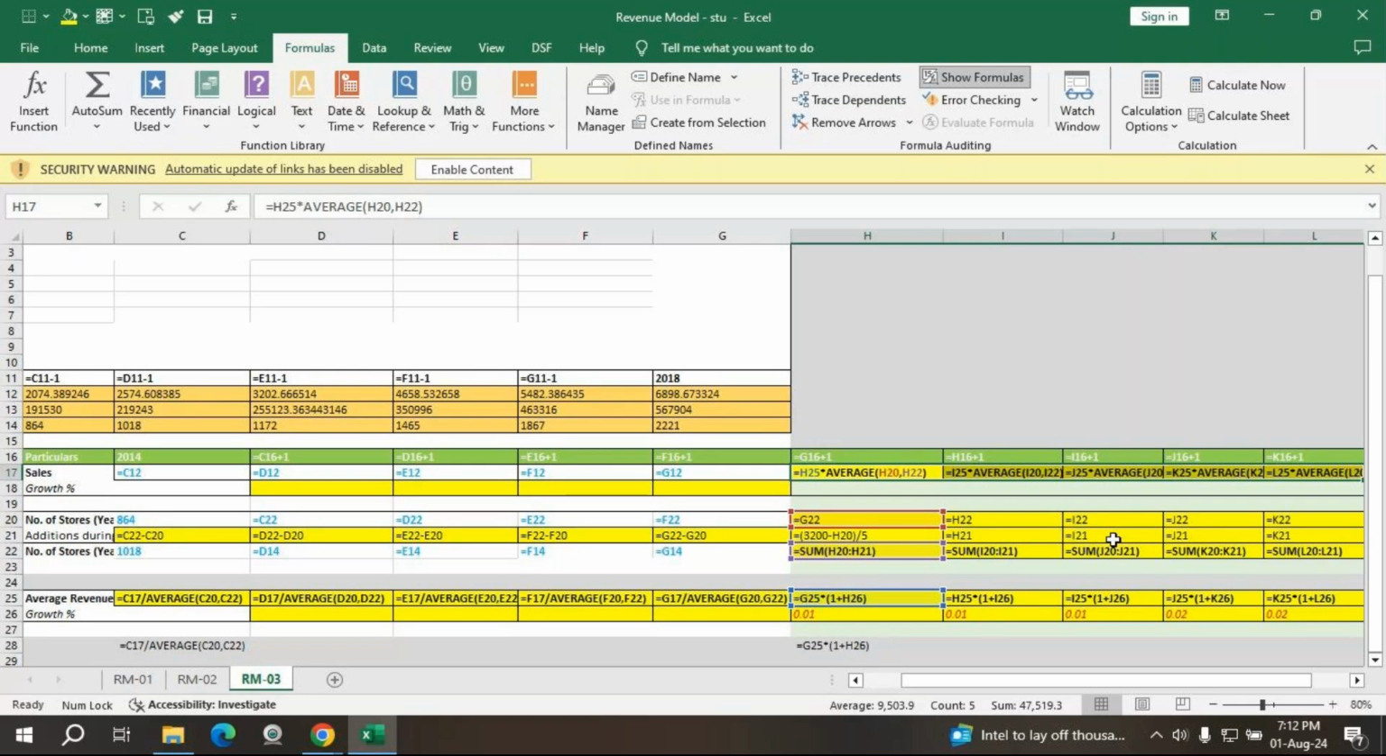Ma'am, as soon as I found the additions during the year, my average revenue per store changed. Average revenue per store has changed. Yes, ma'am. Once you do your sales, okay, and then I'll see.